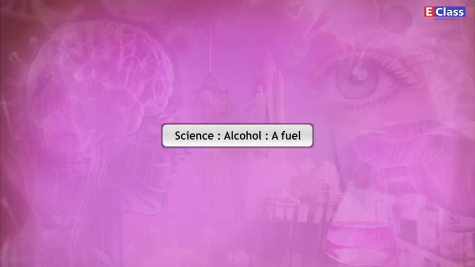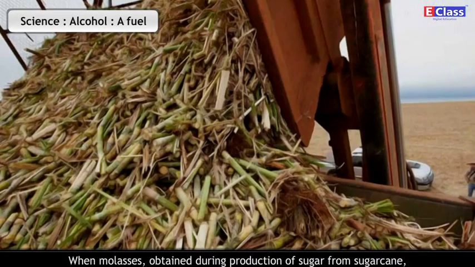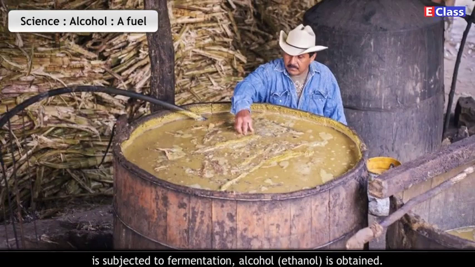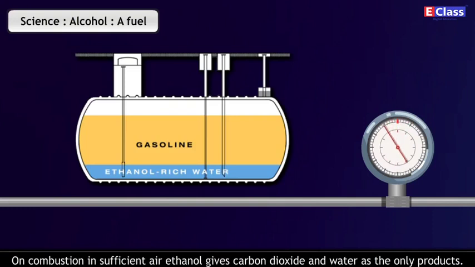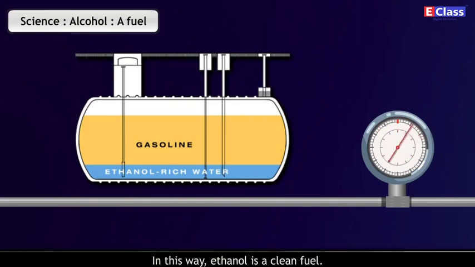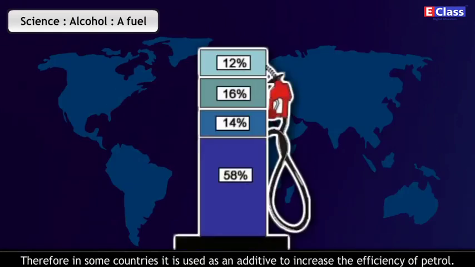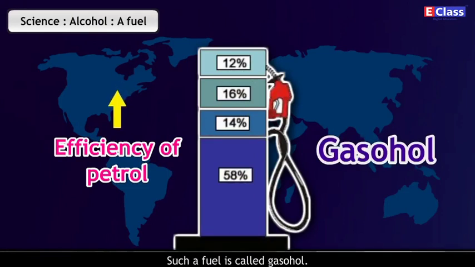Science: alcohol, a fuel. The sugarcane plant transforms solar energy into chemical energy very efficiently. When molasses obtained during production of sugar from sugarcane is subjected to fermentation, alcohol, ethanol, is obtained. On combustion in sufficient air, ethanol gives carbon dioxide and water as the only products. In this way, ethanol is a clean fuel. Therefore, in some countries, it is used as an additive to increase the efficiency of petrol. Such a fuel is called gasohol.